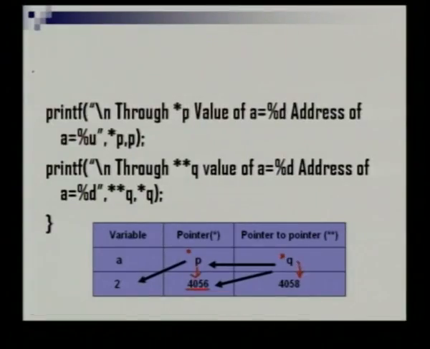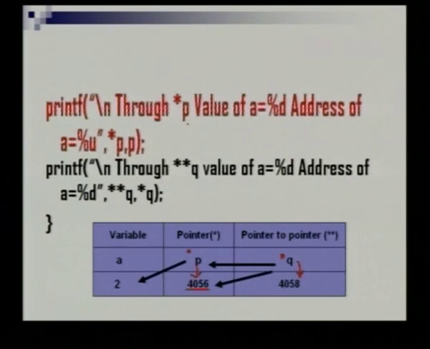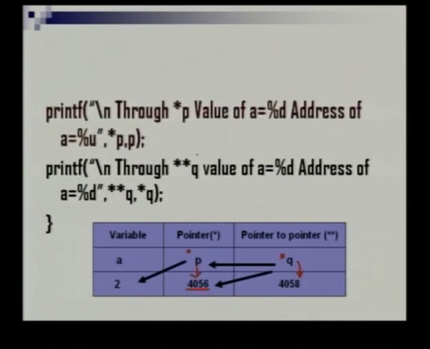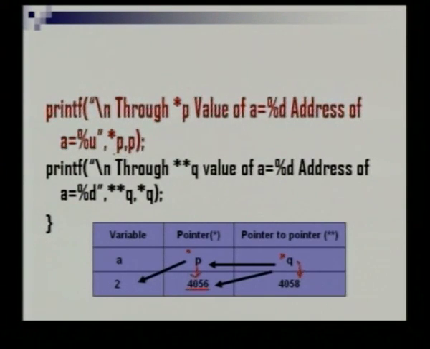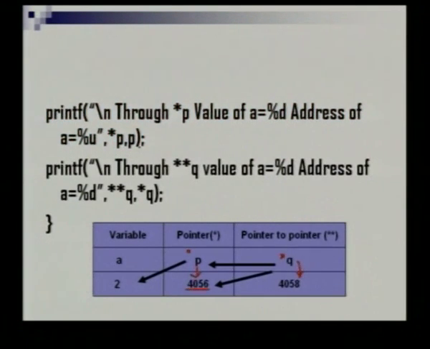So here in this statement, if you see, through pointer p, I am getting the value of a and the address of a. So the value of a is given by star p and the address of a is given by simply p. This is a common pointer concept. Now this pointer to pointer, that is what is displayed over here.